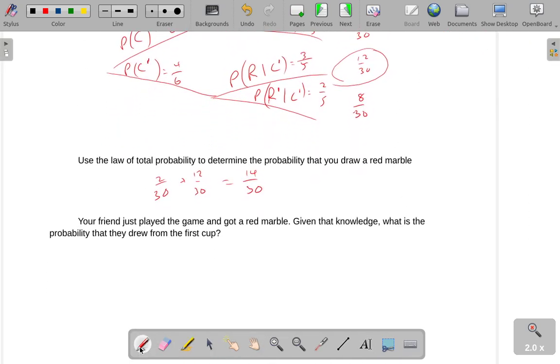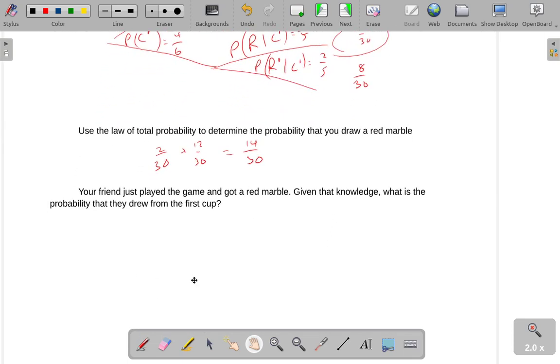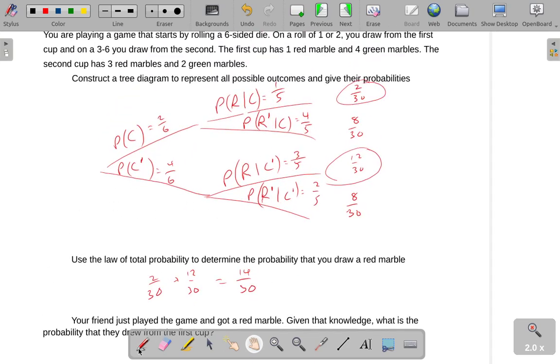So your friend just played the game and got a red marble. Let's use this to determine, given that knowledge, what is the probability that they drew from the first cup? Well, you can already see the probability of getting a red marble from the first cup is rather low. The probability of getting a red marble from the second cup is actually quite a bit higher. So the probability of drawing from the first cup, given that it was a red marble, is going to be this number divided by the sum of these two.